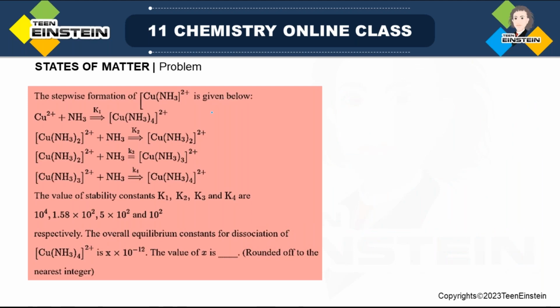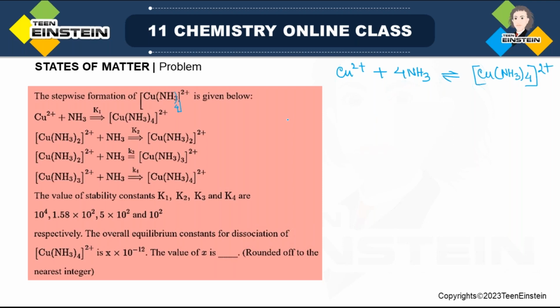The stepwise formation for Cu(NH3)4 copper tetramine complex 2 plus is given below. So stepwise formation of Cu(NH3) 2 plus up to Cu(NH3)4 2 plus. It means actually what? It means Cu2 plus and 4 ammonia, and you are getting this complex. Okay. Now for this equation, it is basically the formation of copper tetramine complex.